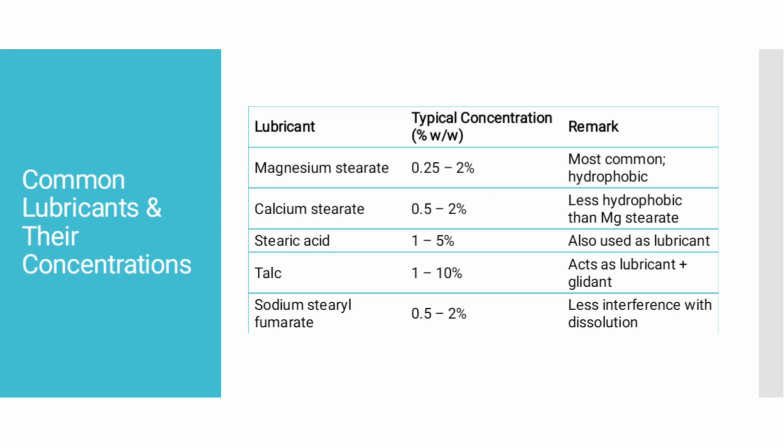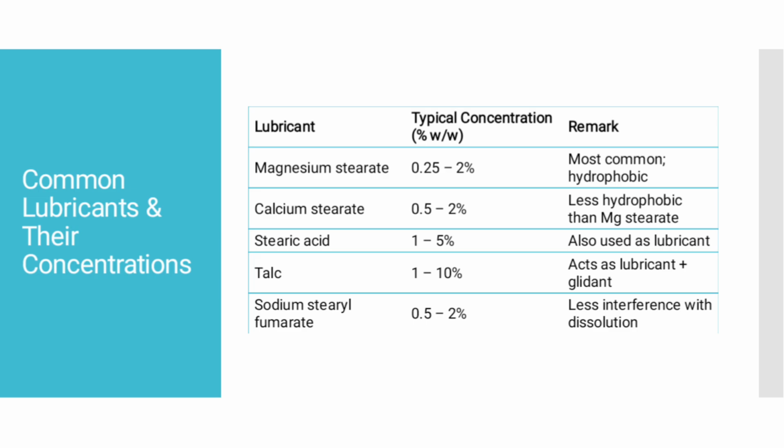So next slide is about common lubricants and their concentration. So lubricants are used to reduce friction between tablets and die wall during compression. Okay, important lubricants are, first one, magnesium stearate. Okay, so it is used at 0.25 to 2%, the most commonly used lubricant. Calcium stearate is used at 0.5 to 2% and is less hygroscopic than magnesium stearate.